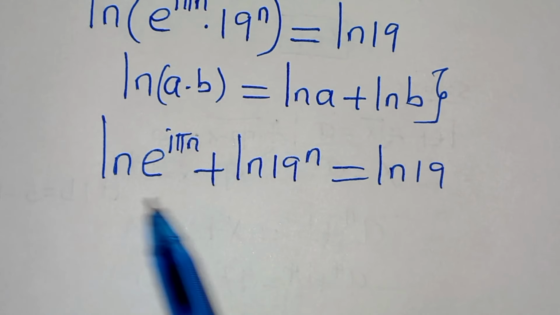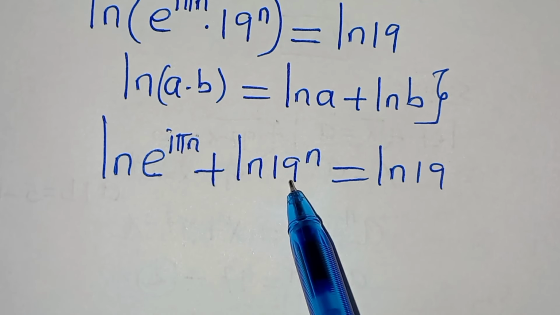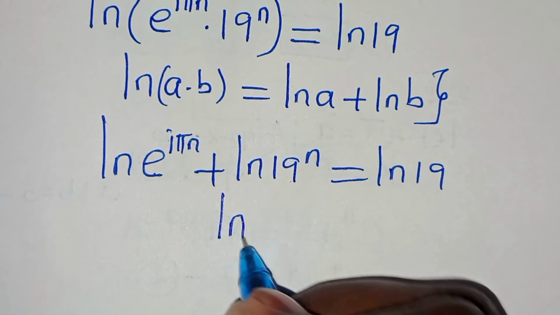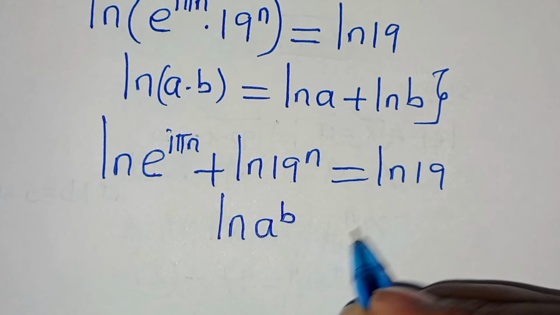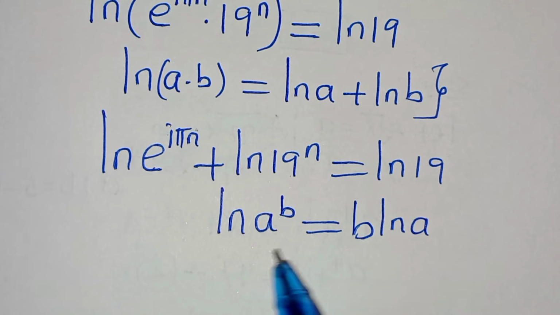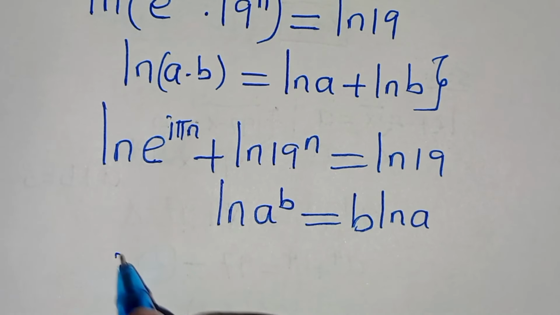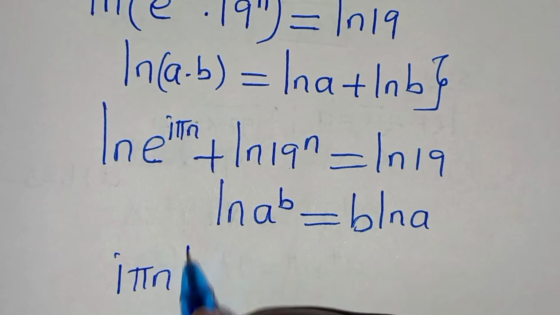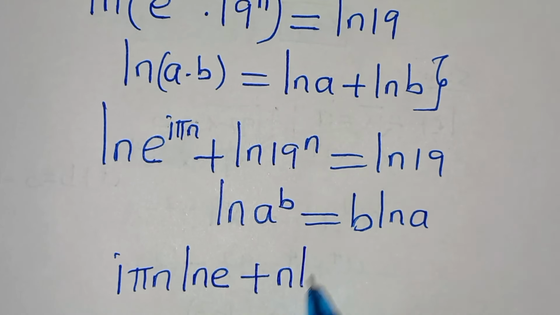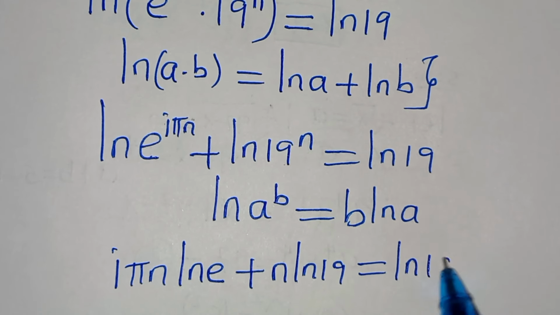Now, we have that ln of e^(iπn) plus ln of 19^n. You find that this is in the form of ln of a^b, which we can express as b ln of a. So let's apply this property so that we have iπn ln of e plus n ln of 19, and this is equal to ln of 19.